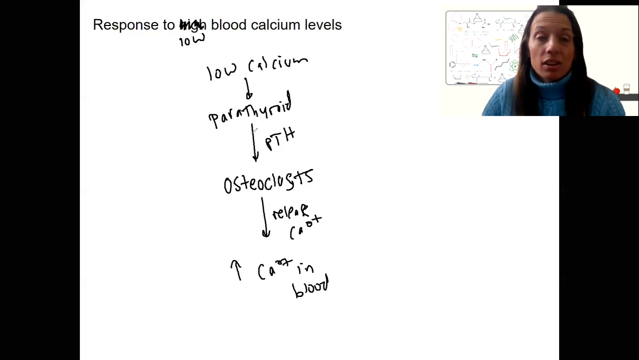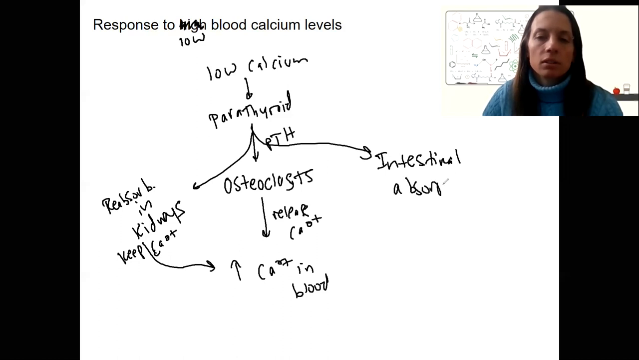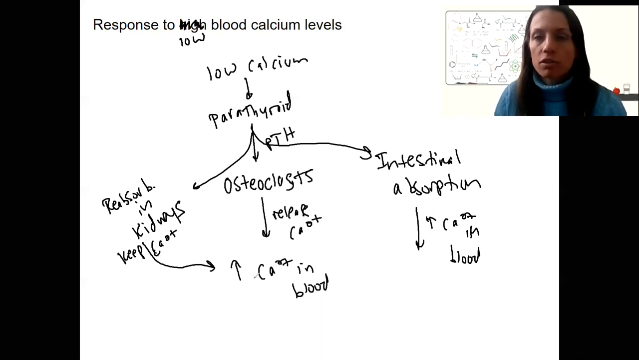You may also remember PTH is going to trigger reabsorption in the kidneys. We're going to get to the urinary system at the end of the year. Reabsorption means the kidneys are taking something back in. They're keeping it. So this is going to keep calcium to increase calcium in the blood. Lastly, PTH is also going to increase intestinal absorption of calcium. So we have increased calcium in the blood. Again, increased calcium as a response is going to counteract our stimulus and turn off the feedback loop.